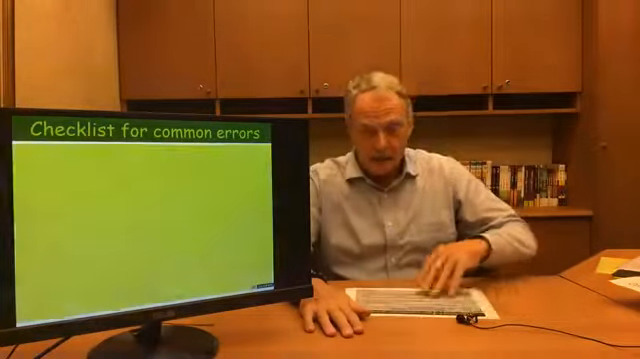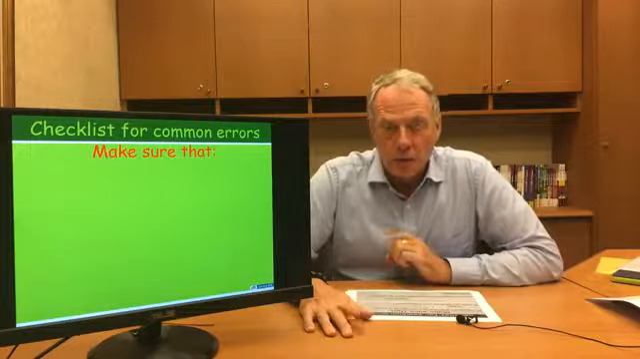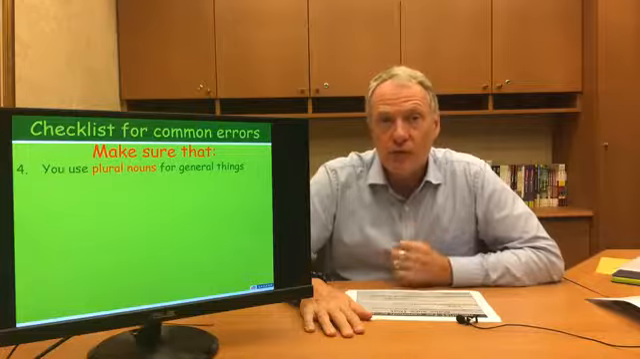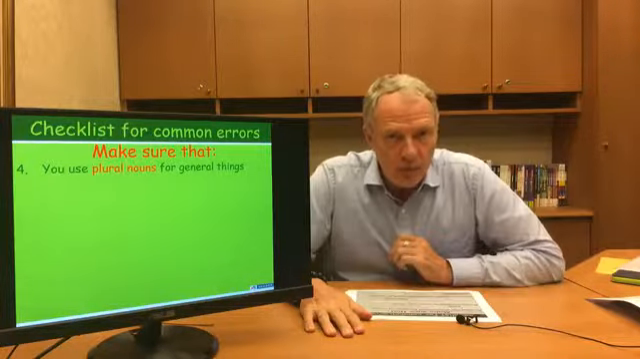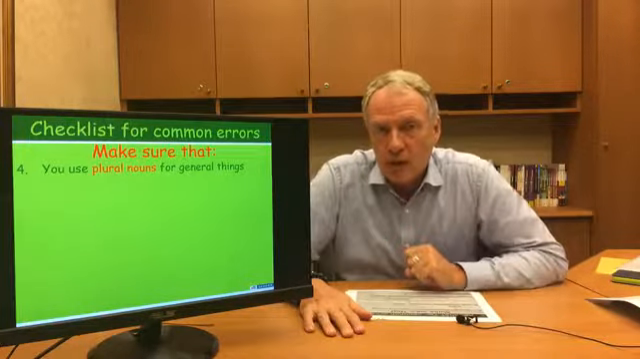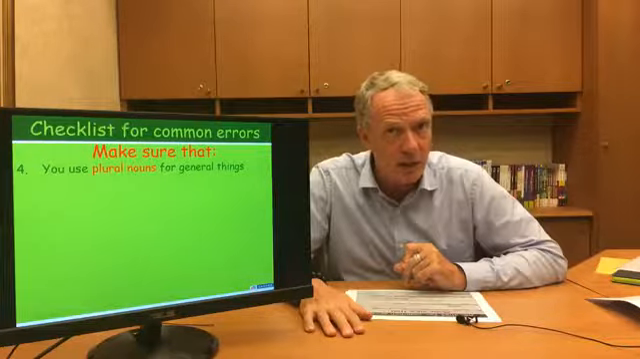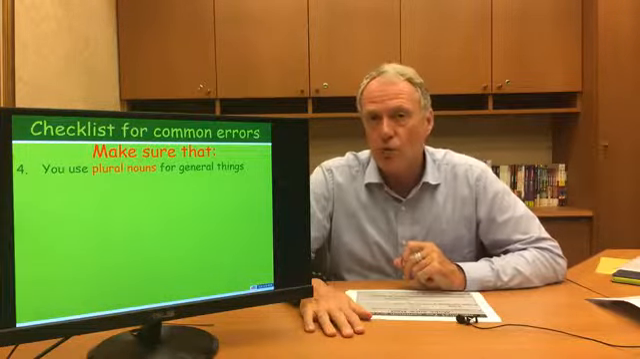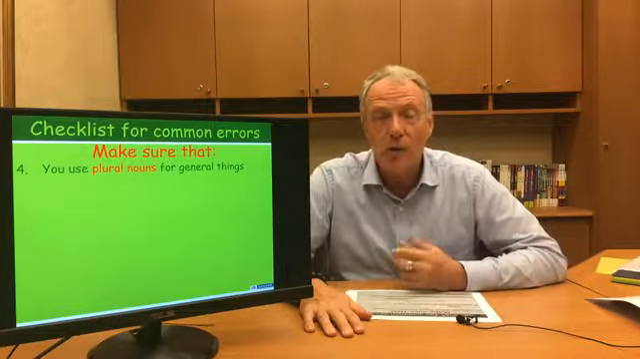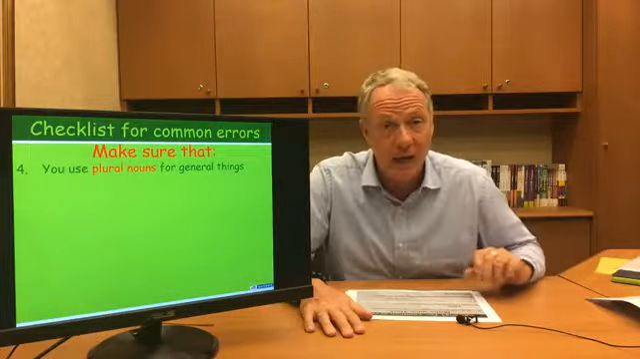Okay, next, number four. You must make sure that you use plural nouns for general things. You will remember that I've talked to each of you about the importance of general information and specific information. And I'm sure you'll remember that I've told you many times that if you want to write about general information, you must use plural nouns. Plural nouns means noun with a S, 加 S, 对不对?